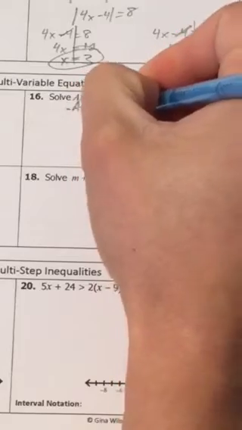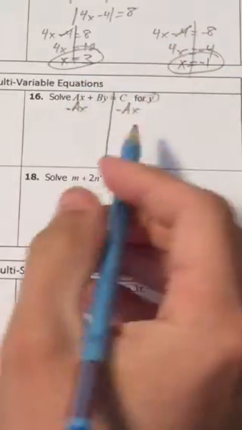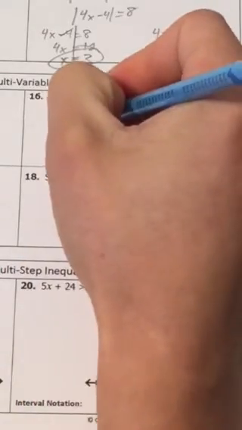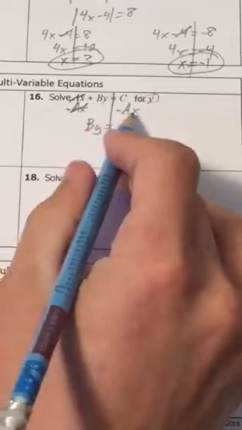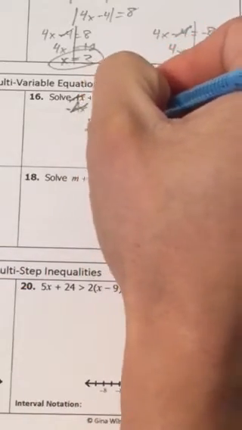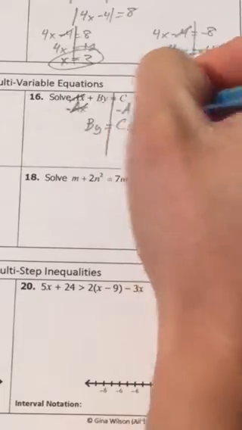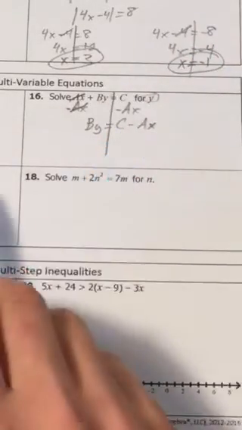Now, when you're working with literal equations like this, your answer is not going to look nice. You're not going to get it equal to just a number. So we have by equals c minus ax. And because we don't know what a is, we don't know what c is, we don't know what x is, we're going to keep them all just like this, c minus ax.